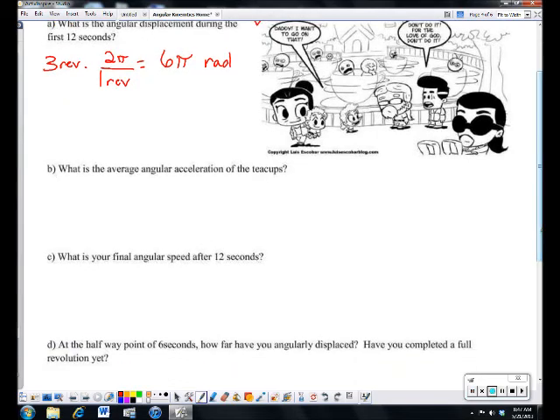Again, if you want to try this before me, go ahead and pause it now and try it on your own.